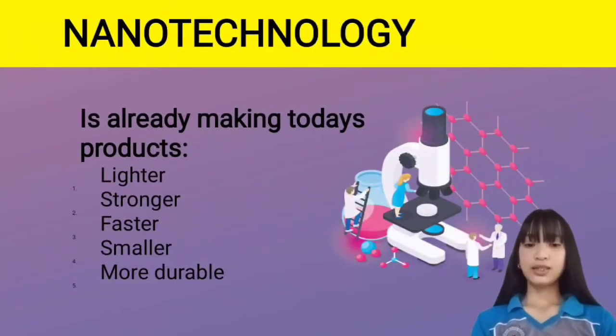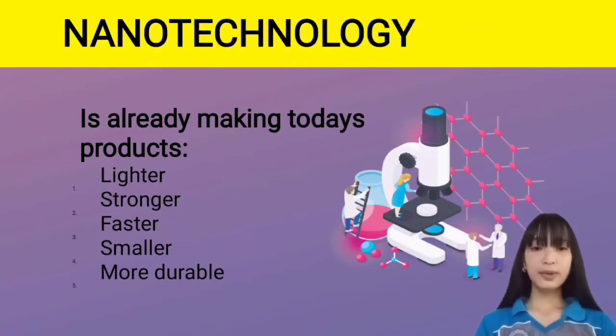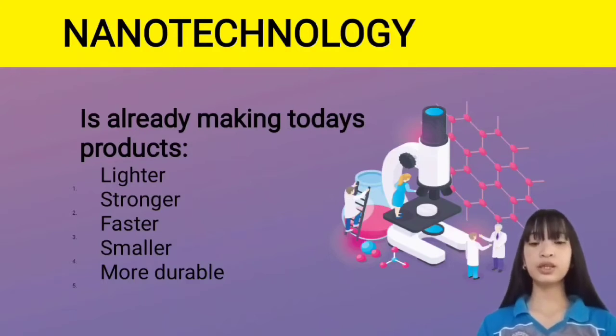Nanotechnology nowadays is already making products lighter, stronger, faster, smaller, and more durable. Examples of products are sunscreen that contains nanoparticles to make it more effective against UV radiation, and tennis balls and rackets that contain nanomaterials to make them stronger and stiff, more durable, light, and resistant to abrasion.